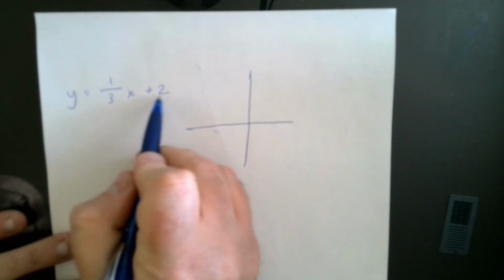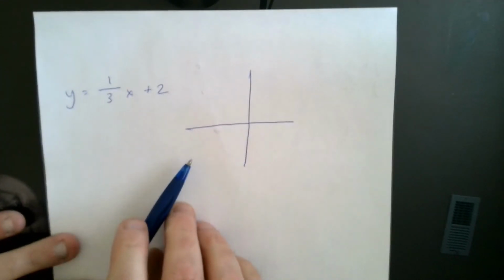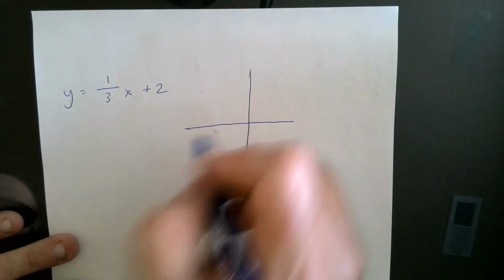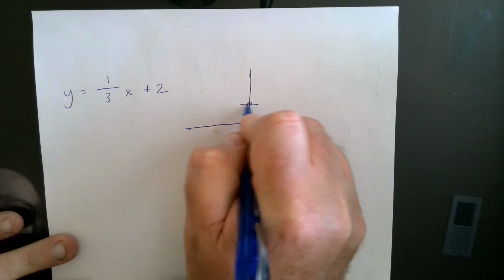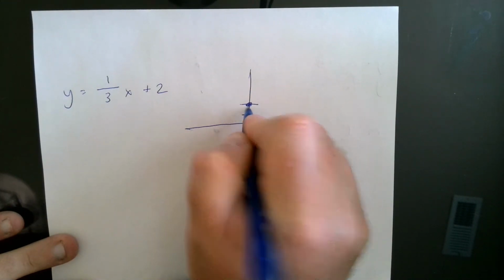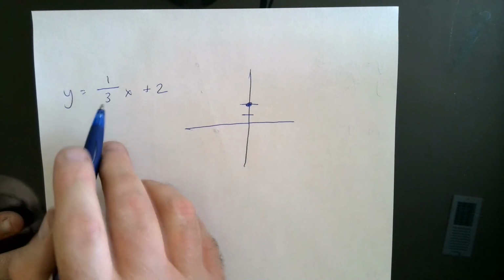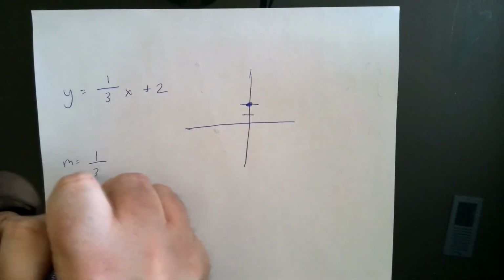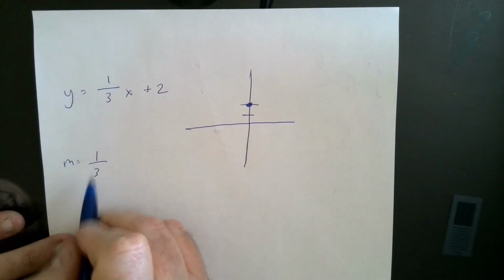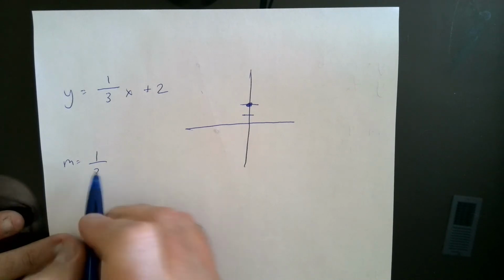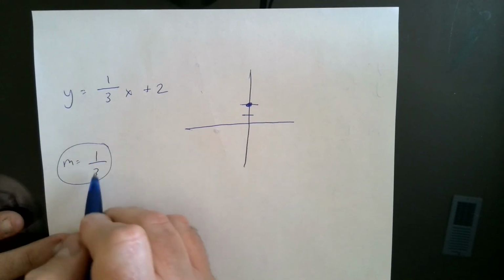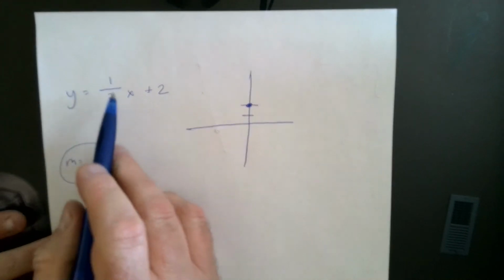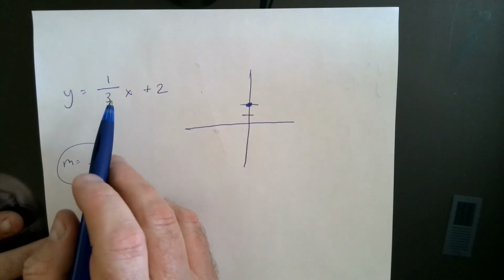So it does have an initial value. It has a starting point of 2, right? So we're going to go up to +2, and that's where we're going to start. My slope is 1/3. Well, it already is a fraction. We want that to be a fraction, right? So it's actually better that it is a fraction. Okay, so great, it's a fraction.